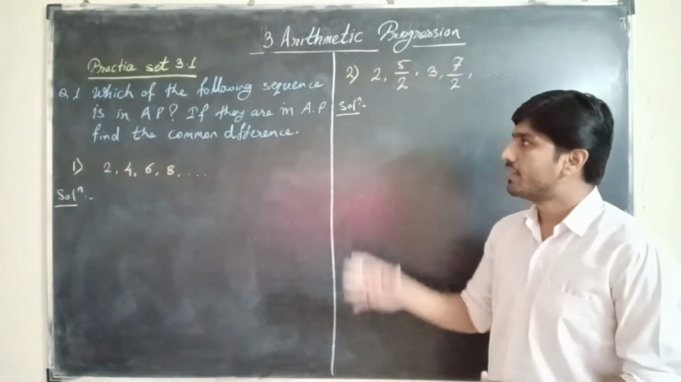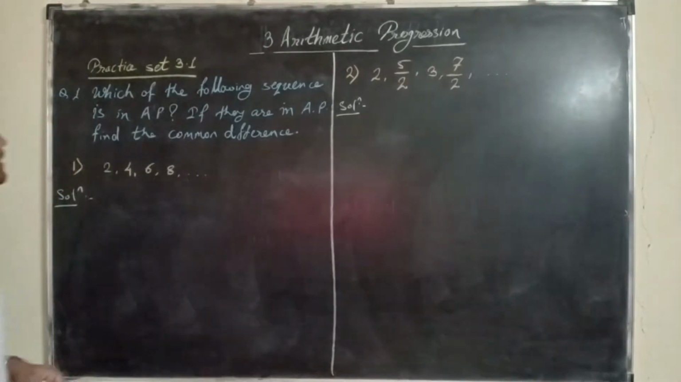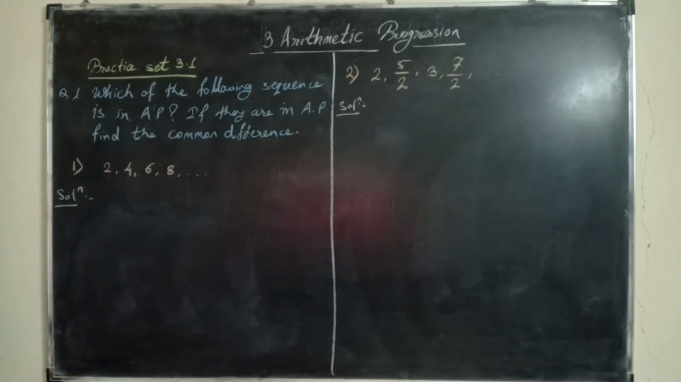We will start with practice set 3.1. The first question is, which of the following sequences are in AP, that is, arithmetic progression? If they are in AP, find the common difference. So here we have the first example.